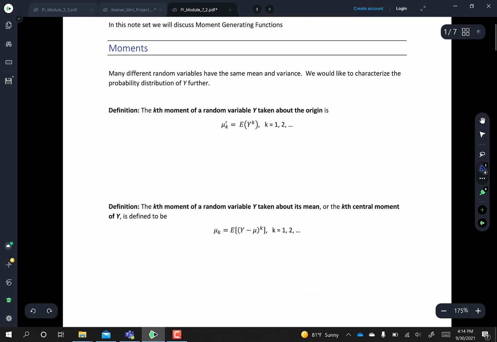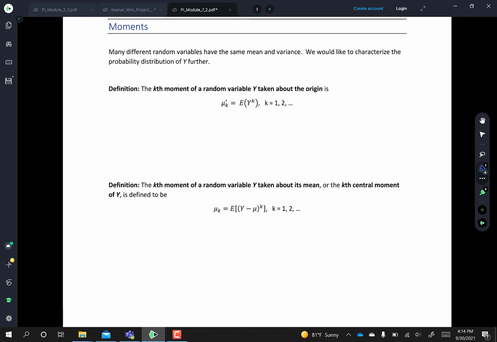So we're going to start out with a definition here, which is the kth moment of a random variable taken about the origin. You'll notice in the notation, we have mu, with a prime in the superscript and k in the subscript. The prime in the superscript lets us know that this moment is taken about the origin. And you'll notice that it is equal to the expected value of y^k.